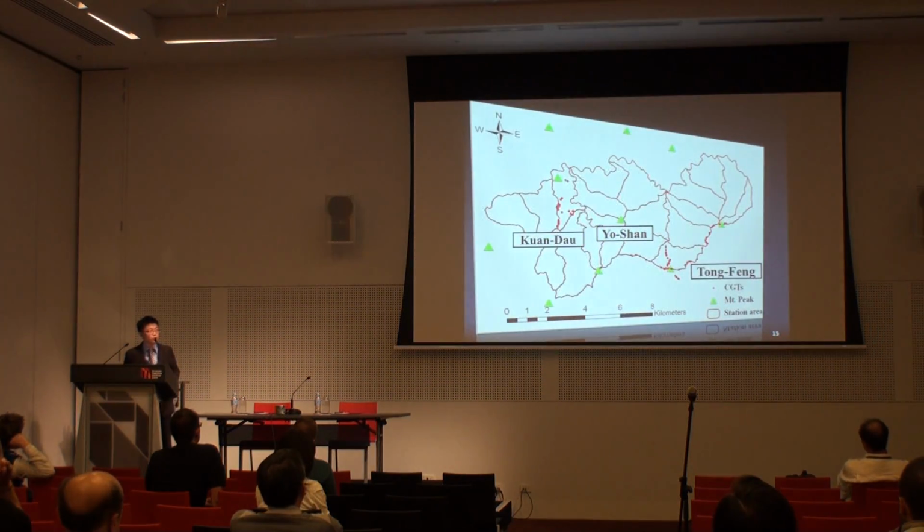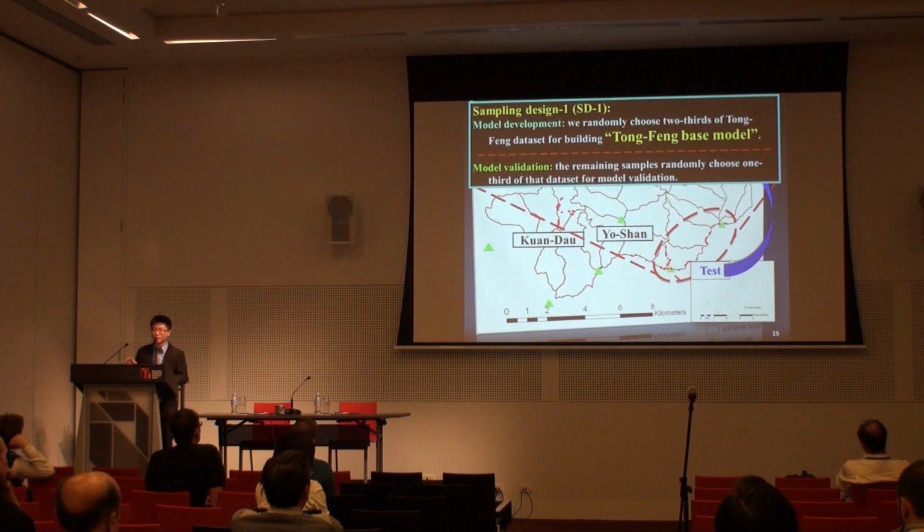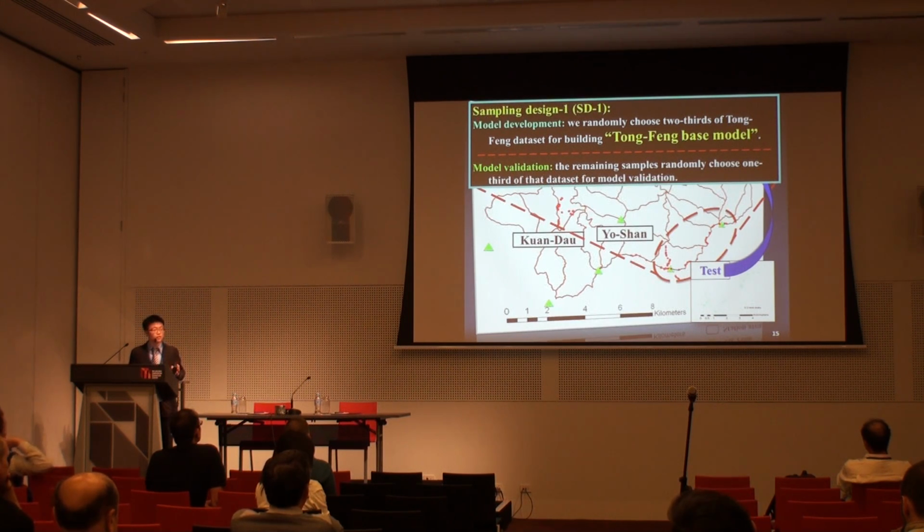As I showed you before on the study map, at the beginning we split the Dongfeng data. We randomly chose 2/3 of the Dongfeng data for model development, which we call the Dongfeng-based model, and the remaining Dongfeng samples were used for model validation.